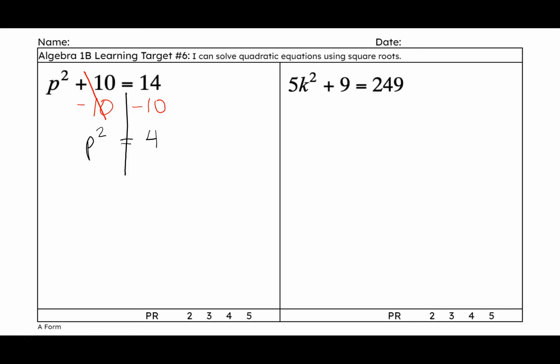Now, I've got one operation left to undo. How do I get rid of this little 2 in the corner? Well, the opposite of the square is the square root. I am going to take the square root of both sides. And the square and the square root are opposites, and they will cancel each other out. The only thing that will remain here on the left is p, and now I've got to figure out what the square root of 4 is.